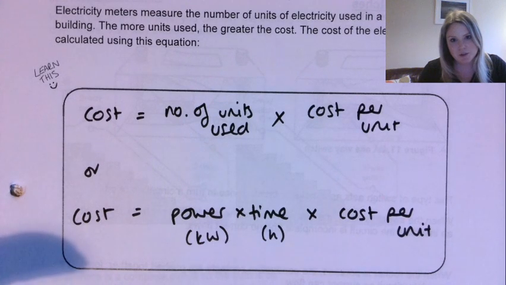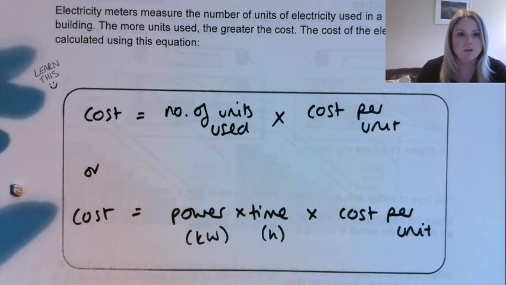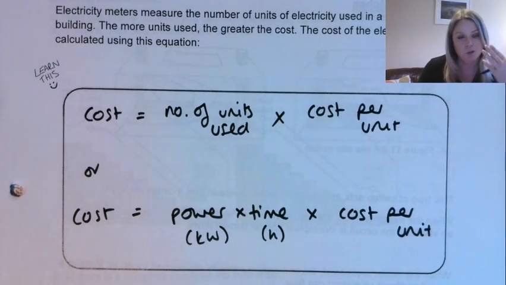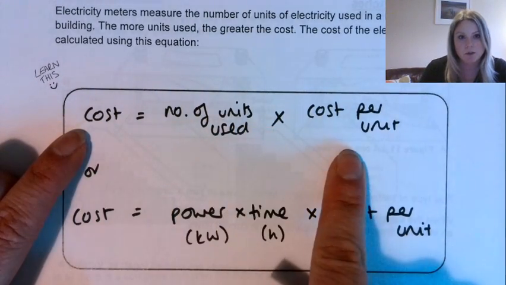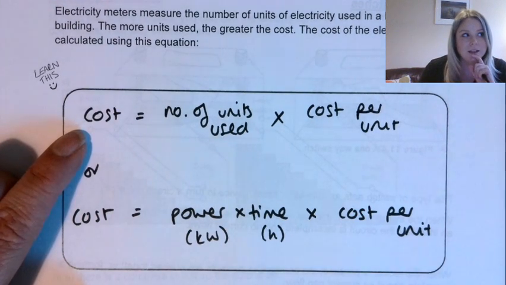Pretty self-explanatory. If you know the number of units that are being used and you know the cost for 1 unit, you can work out the cost of using an appliance for a certain amount of time. So the cost is the number of units used multiplied by the cost per unit, or a sneaky wee one which is useful in some questions.